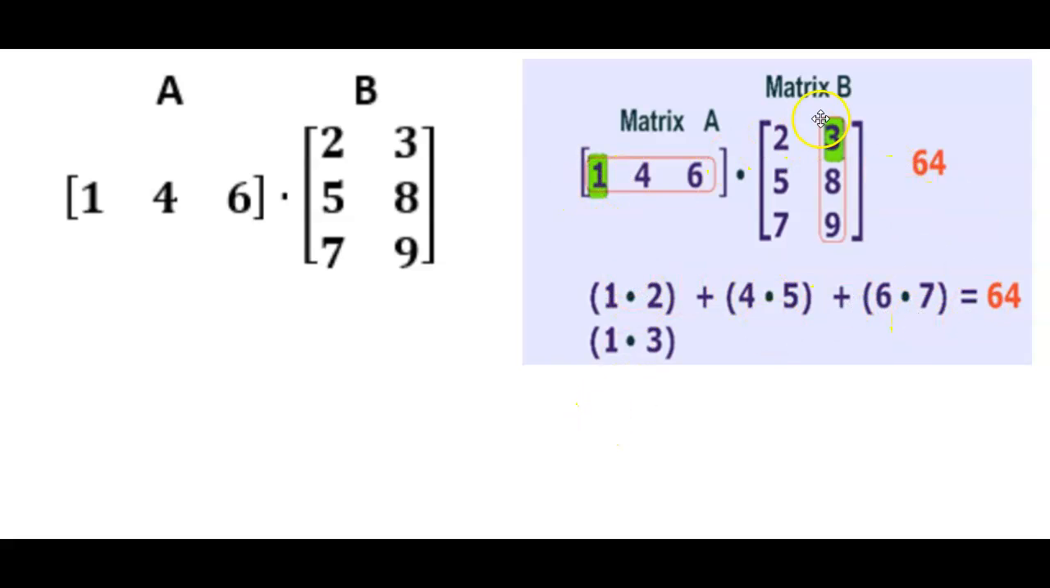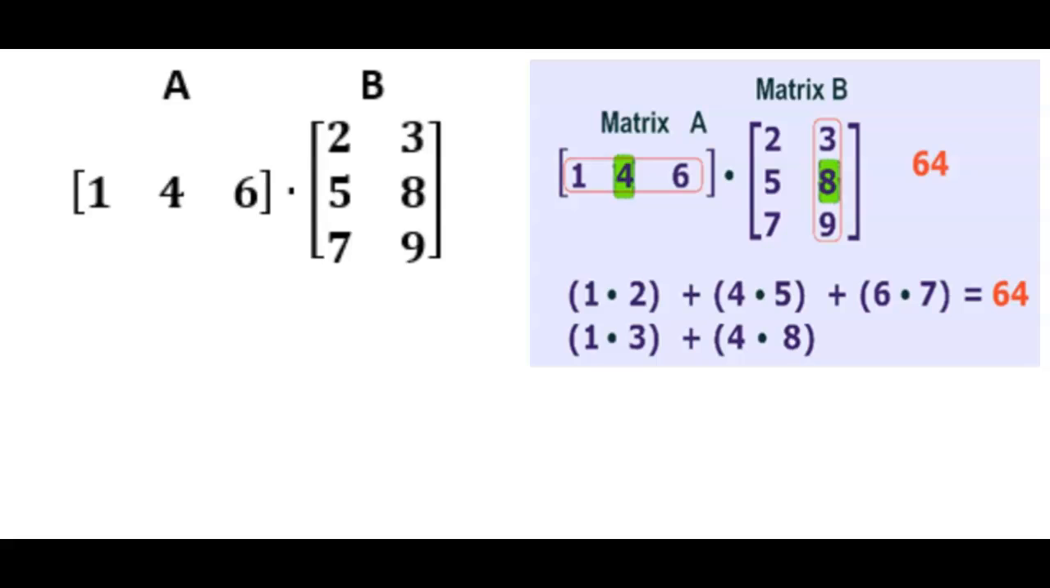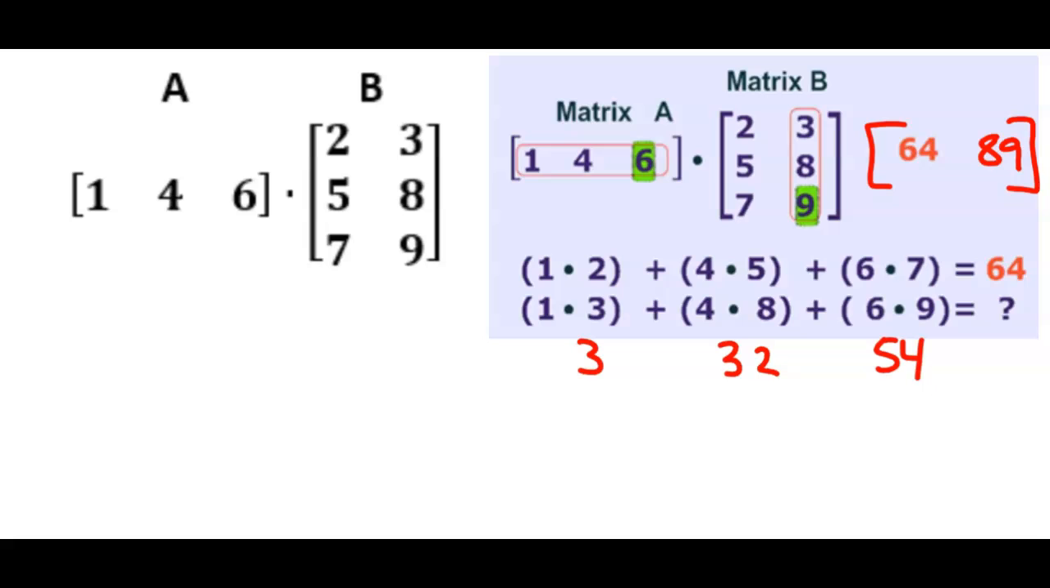And then you would do it with the second column. So first row times the second column, 1 times 3, 4 times 8, 6 times 9. Once you multiply them and add those up, so 3 plus 32 plus 54 is 89. So that's the answer to this problem, matrix A times matrix B.